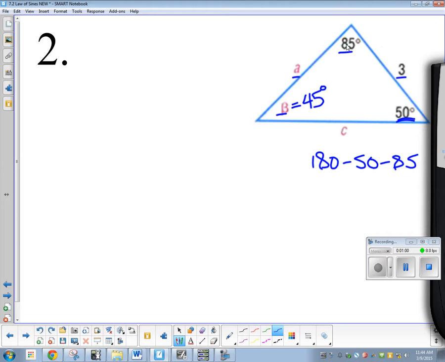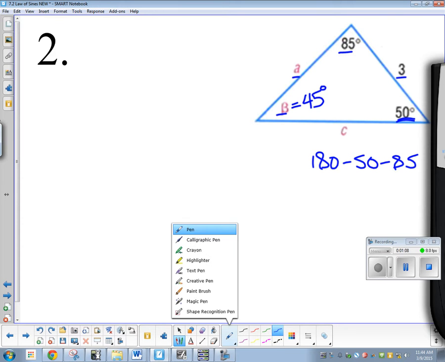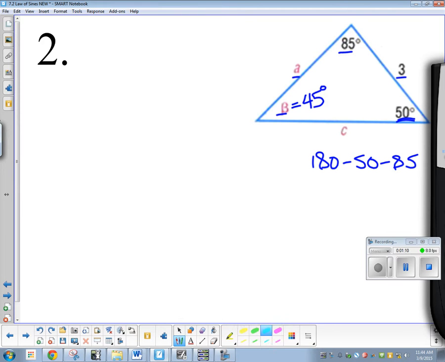If they give you 2 angles, the very first thing you should do is find the third one. Okay? That's really easy. Do that. So it's 45 degrees. Once I've done that, now I can do law of sines. I need to know 2 things across from each other. So Jalen, what 2 things do I know across from each other here? 45 and 3.